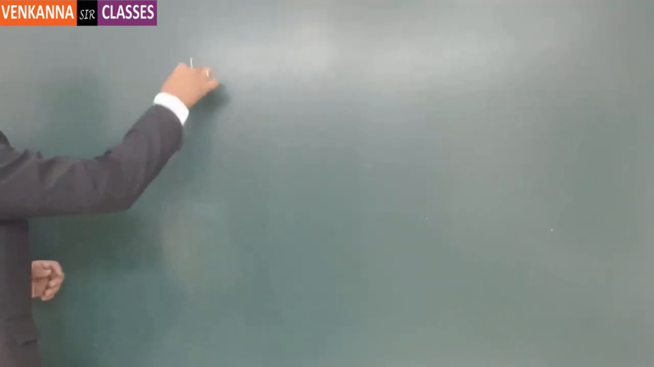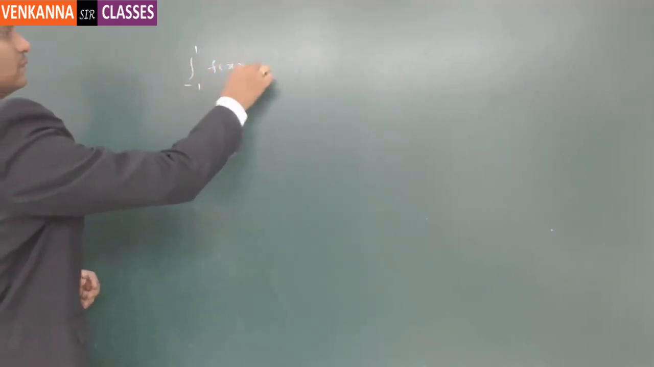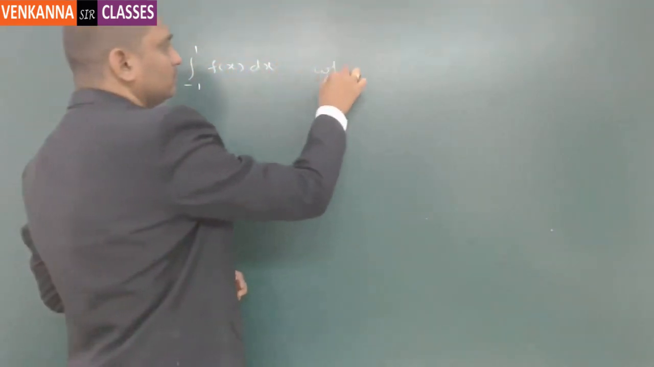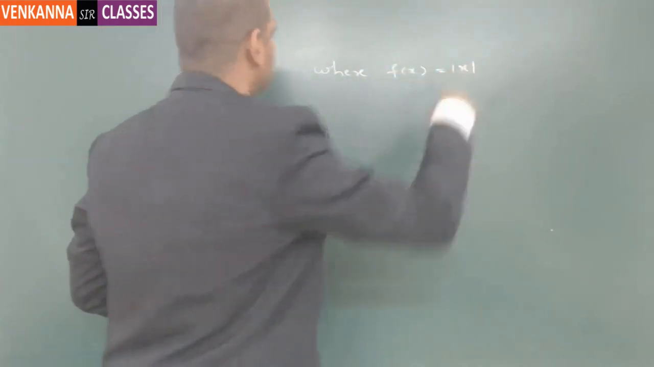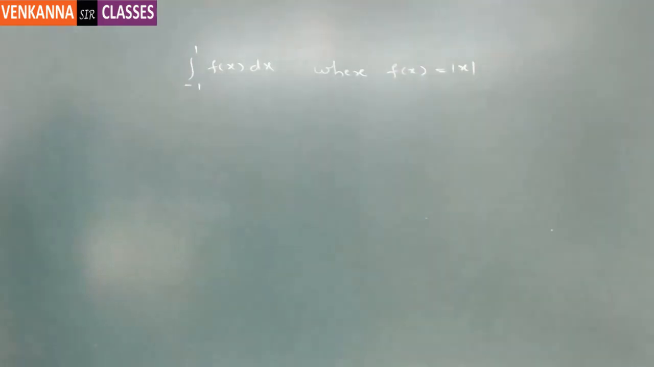Suppose the problem is given like this. Evaluate the value of the integral from -1 to 1 of f of x dx, where f of x is equal to mod x. So here the integrand is mod x. Not only mod x, you can take any other function which involves the modulus of x. So how to evaluate this?